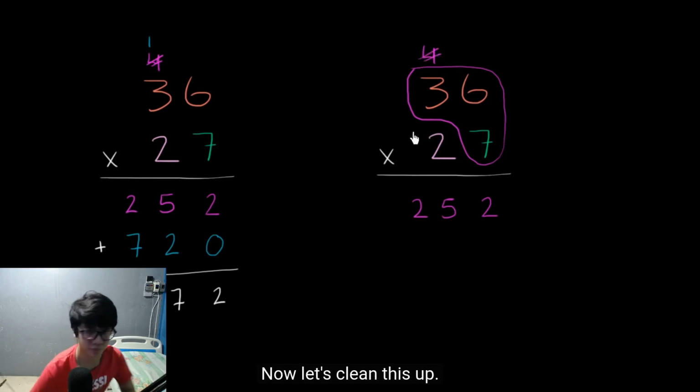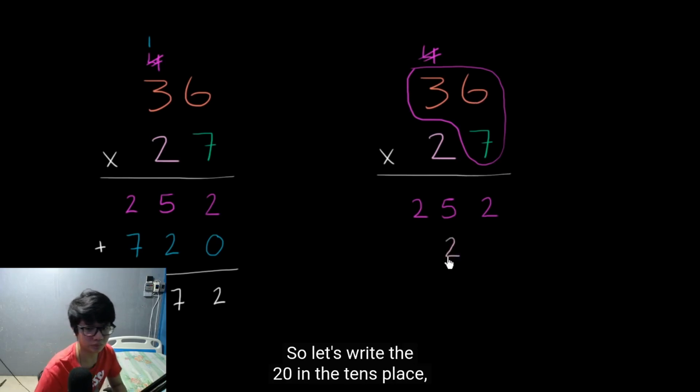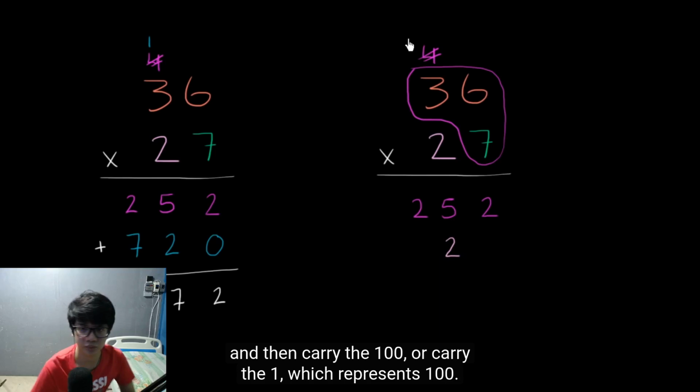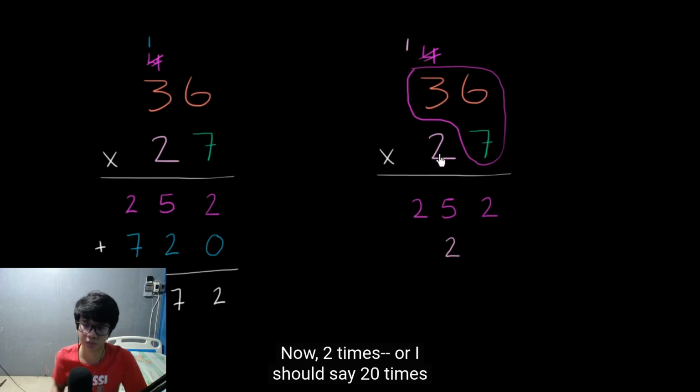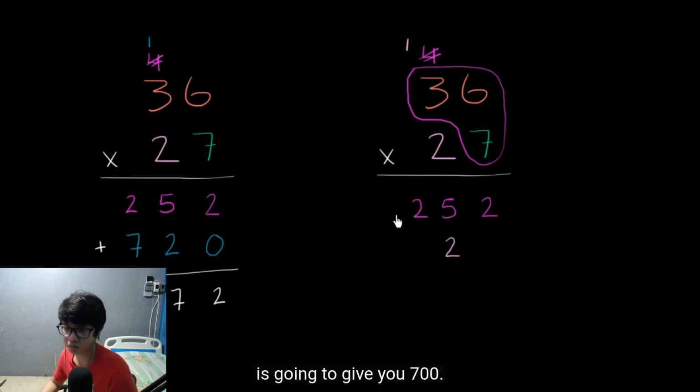Now let's clean this up. Now let's multiply 20. 20 times 6 is going to give us 120. So let's write the 20 in the tens place, and then carry the 100. Or carry the 1, which represents 100. Now 20 times 30 is going to give you 600, plus one more 100 is going to give you 700.